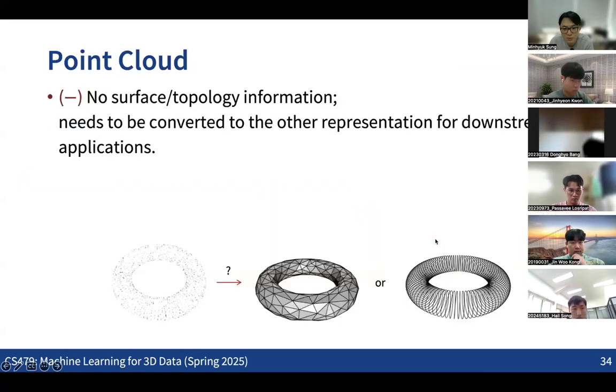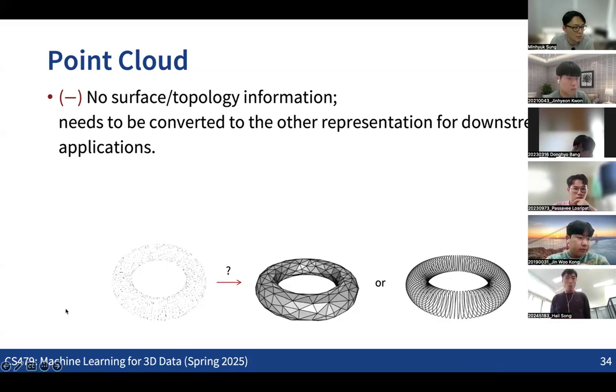Yeah, so as many of you mentioned, since we do not directly have any surface information encoded in the point cloud, there can be some ambiguity. For example, when you have this point cloud, how do we know whether these points represent a donut-like surface like this, or a spring like this, or a shape like this? So there can be some ambiguity. That's the issue with not having any surface information.